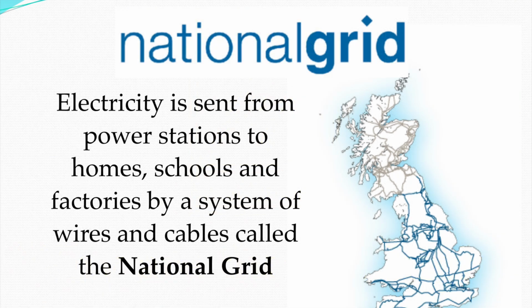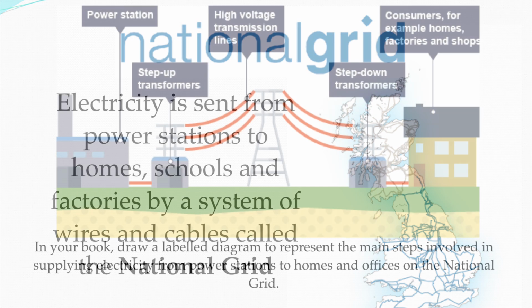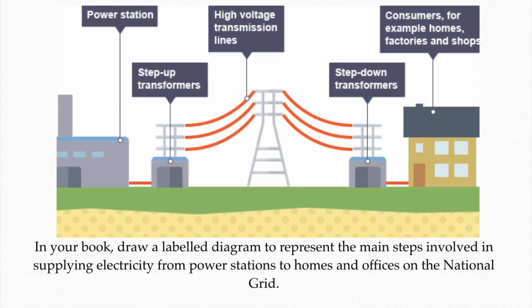Electricity in the UK is sent from power stations to homes, schools and factories by a vast series of wires and cables called the national grid. The national grid is composed of power stations, transformers and transmission lines. I'd like you to now pause the video and make a quick sketch of the picture that you see in front of you before we move on.